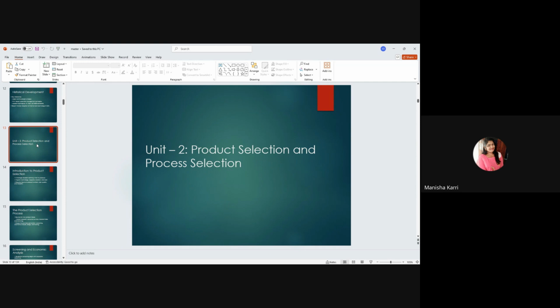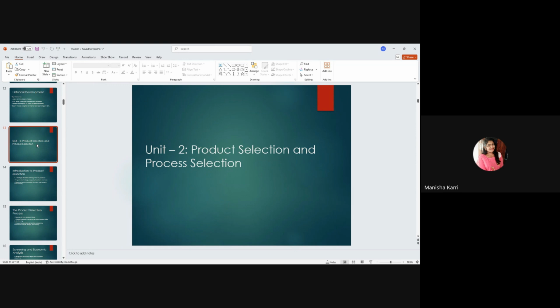And coming to process selection, it is deciding how to produce the chosen product. Here, choosing the right process will affect efficiency, cost, quality, and flexibility in the production. So types of processes are job shop, batch production, mass production, and continuous production, as we discussed before.